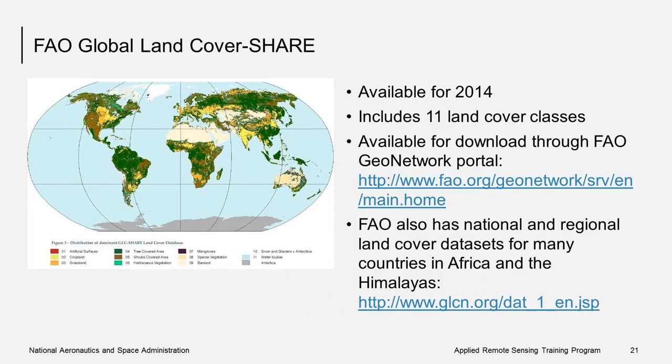The FAO Global Land Cover Share database provides a set of major thematic land cover layers resulting from a combination of best available high-resolution national, regional, and/or subnational land cover databases produced at a resolution of 1 kilometer. The data includes 11 land cover classes and are distributed in separate layers in GeoTIFF format through the FAO GeoNetwork portal. The FAO also has national and regional land cover data sets for many countries in Africa and the Himalayas.